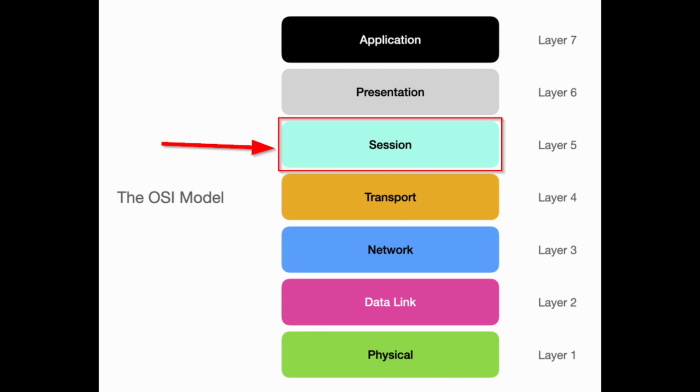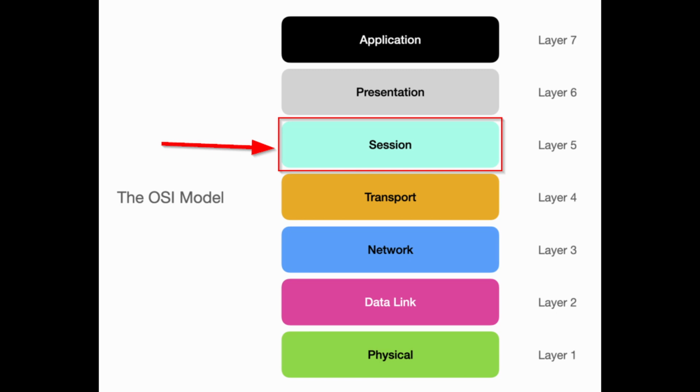Now, let's talk about layer 5, the session layer. You can think of this as a conversation manager. It's responsible for establishing, managing, and terminating communication sessions between applications. The session layer handles authentication and authorization, where authentication is the process of proving you are who you're claiming to be, and authorization determines what you have access to once you're authenticated.